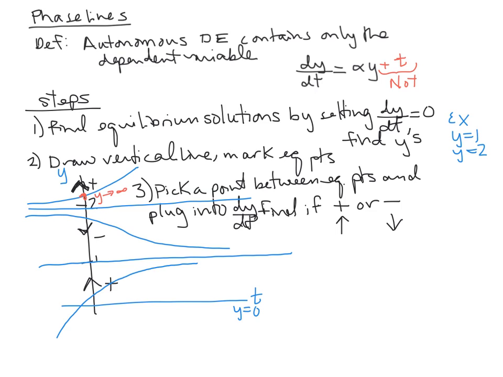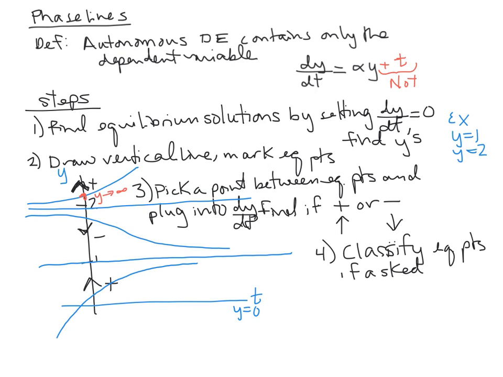All right, so let's see. Do I need any more steps in here now that I just went off on a tangent talking about what the phase line does? So we draw the vertical line, we mark the equilibrium points, we pick a point, and we do that. Oh, and then the only other thing that we might want to do is classify. So step 4 is to classify those equilibrium points if you're asked.